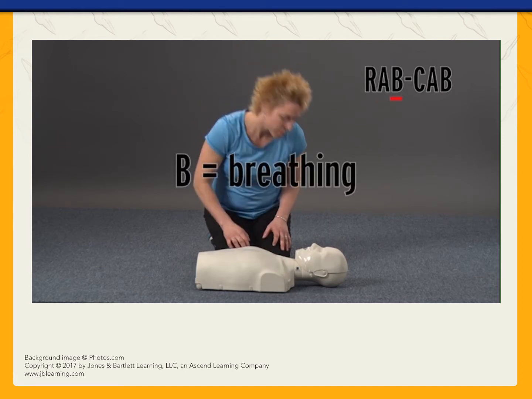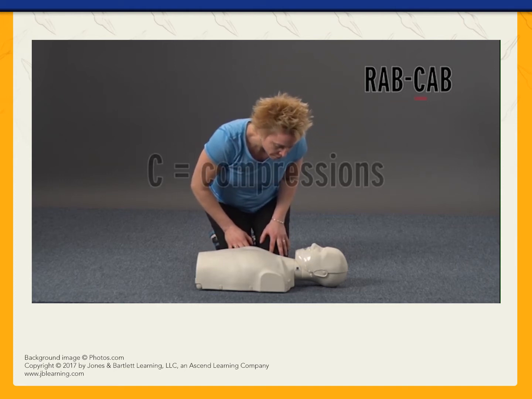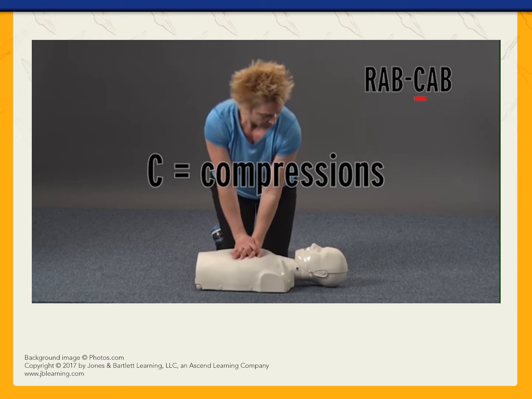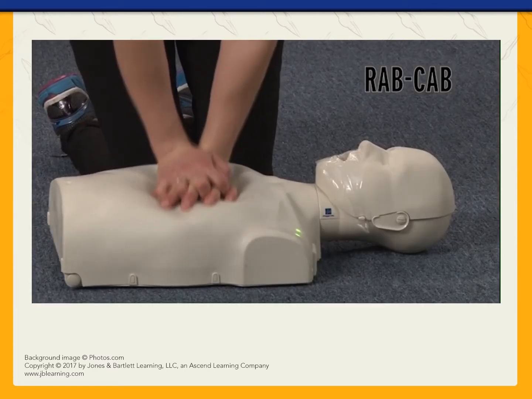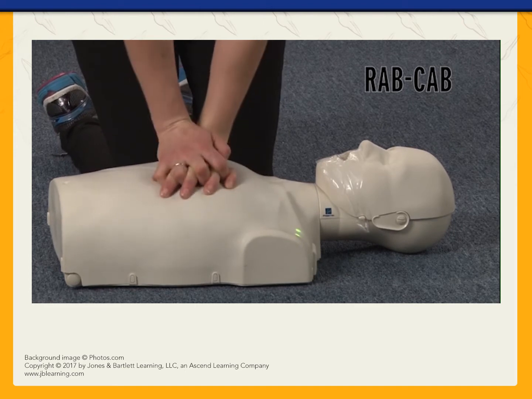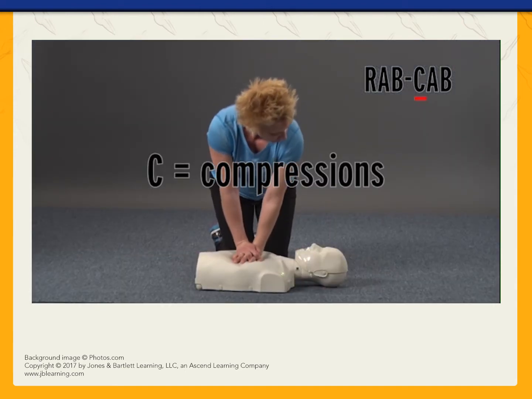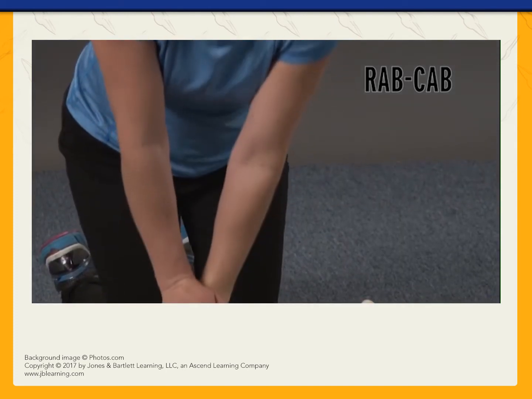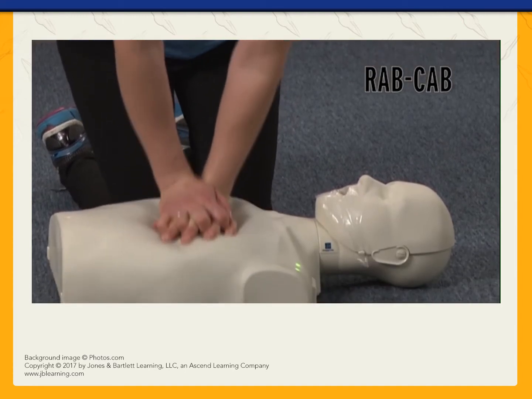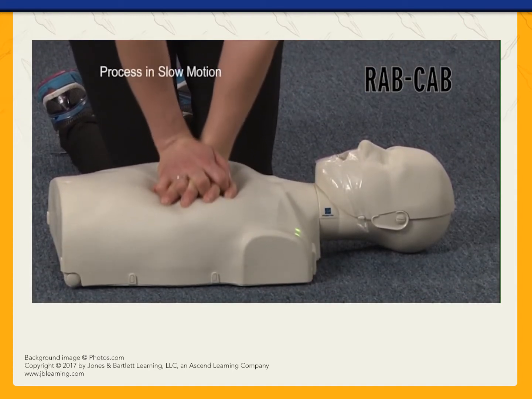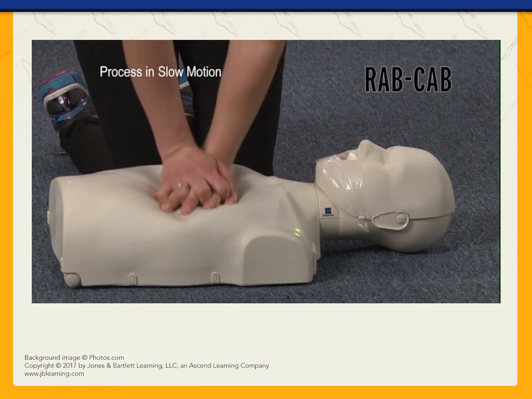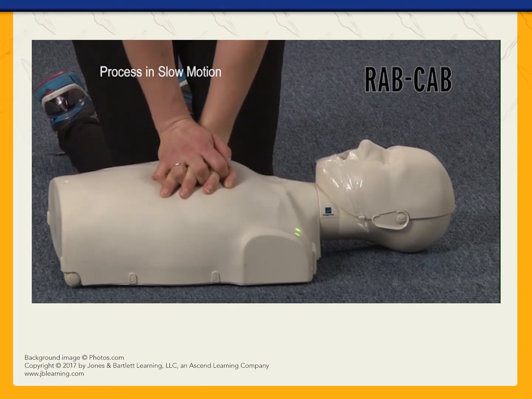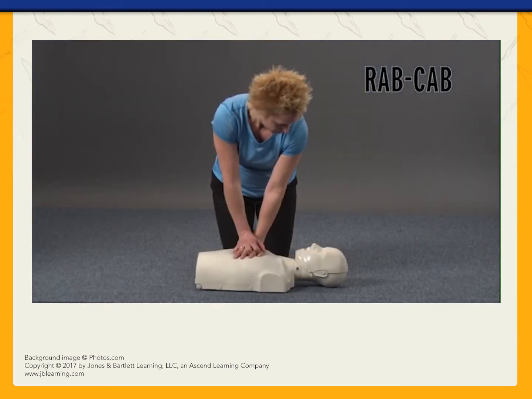B stands for breathing. Position the person face up on a firm, flat surface. Check for no breathing or gasping breaths. C stands for compressions. Using 2 hands, interlock fingers on the center of the person's chest. For a child, use 1 or 2 hands. Keep arms straight, shoulders directly over your hands. Push hard, at least 2 inches or 5 centimeters for an adult, and about 2 inches for a child, straight down. Then allow the chest to come back up to its normal position. Do not lean on the chest.